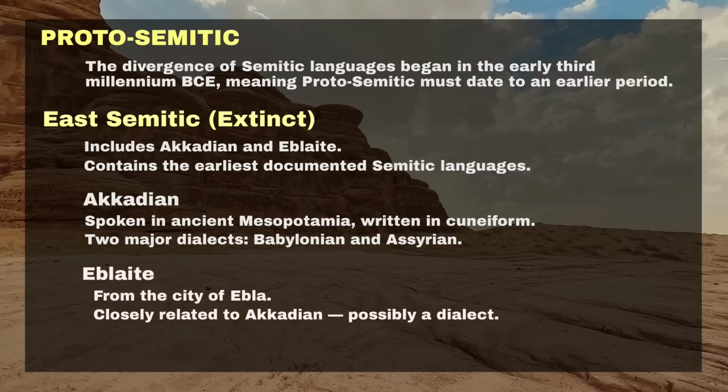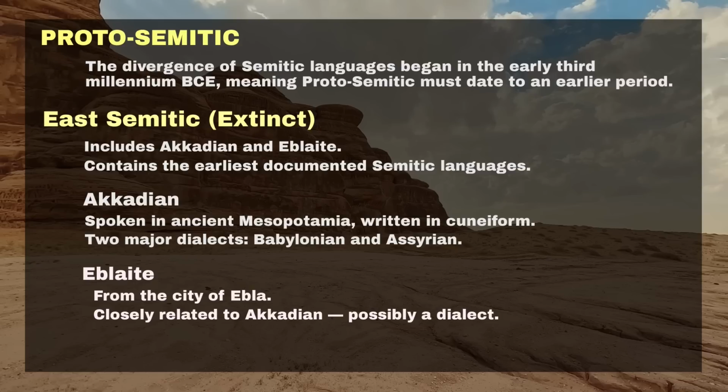Eblaite is attested in several thousand cuneiform texts from the 24th century BCE from the city of Ebla. The royal archives from Ebla are also famous because they are said to contain records of very early Anatolian personal names from the Indo-European family.